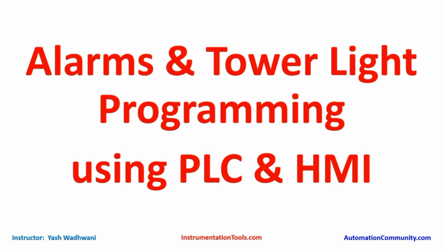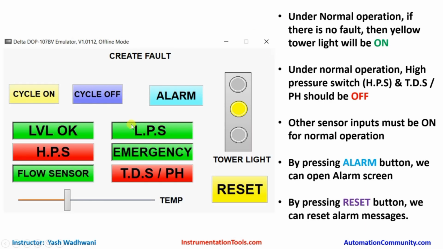So let's start. First of all, here I have tried to create one HMI screen from where we can simulate different types of faults, and based on that we can see whether the alarm is coming, whether we are able to reset it or not, and the tower light in different conditions. So first of all, if there is no fault and the machine is on, what will happen in the tower light? Yellow light will glow.